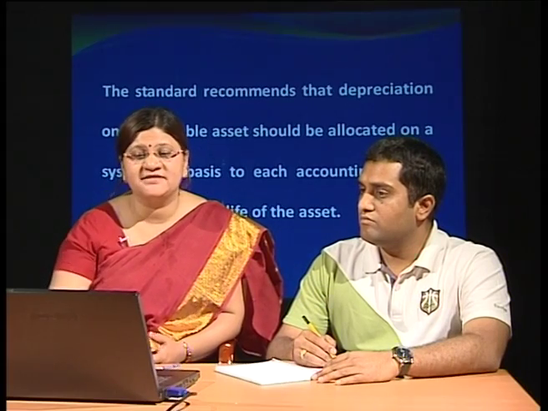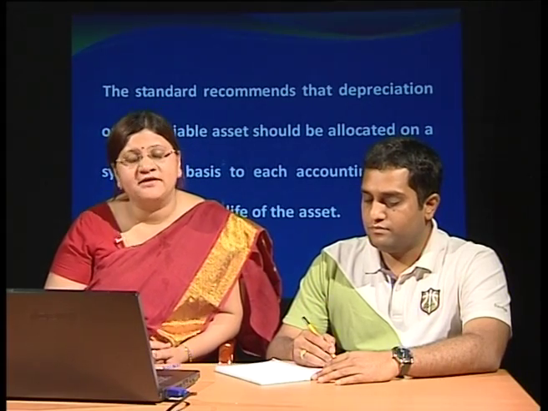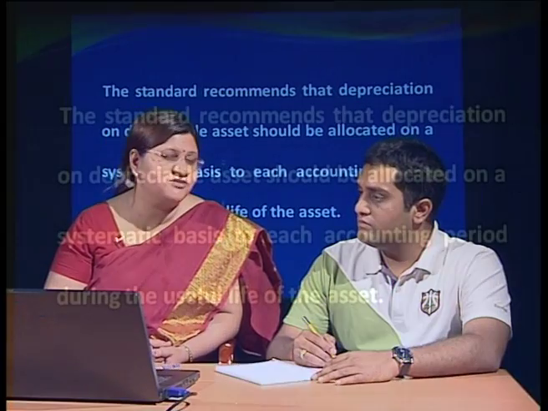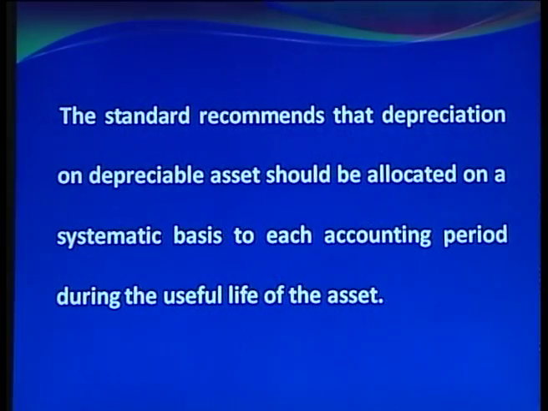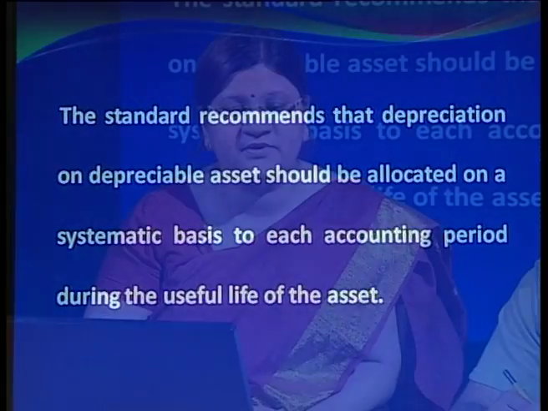First of all, let us understand what this standard is recommending to us. Accounting standard 6, that is depreciation accounting, recommends that depreciation on depreciable assets should be allocated on a systematic basis to each accounting period during the useful life of the asset. So, we can understand that depreciation has to be provided each year on a certain amount on a certain asset. These terms are defined in detail under this accounting standard 6.